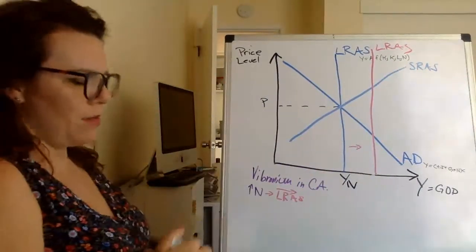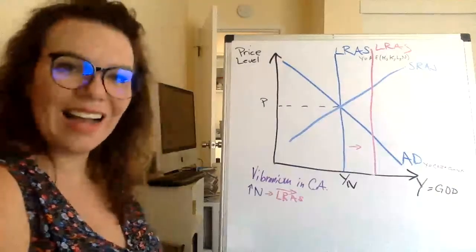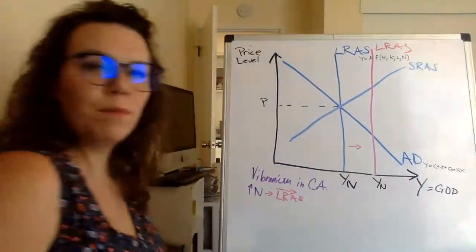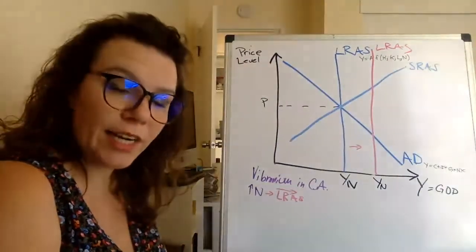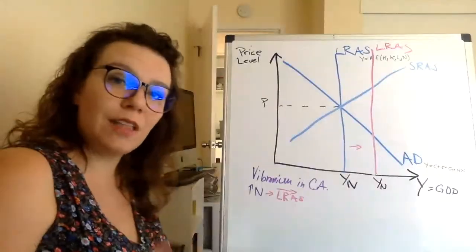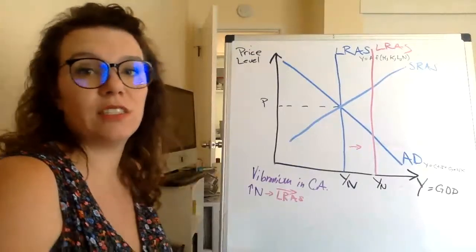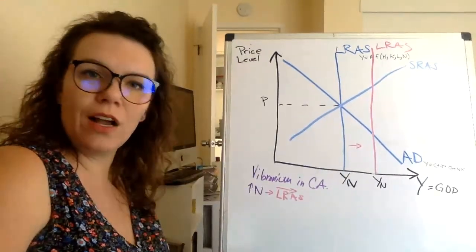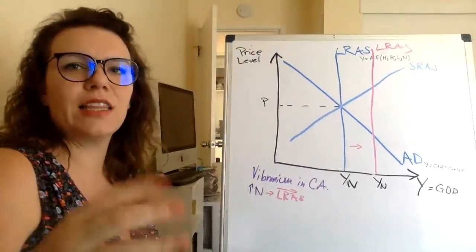And that would mean we now have a new higher level of our natural output because our production function has changed. Our country's fundamental ability to produce goods and services has changed, right? So that'd be a pretty big deal. So when we're talking about shifting long-run aggregate supply, that's the kind of thing we want to talk about.